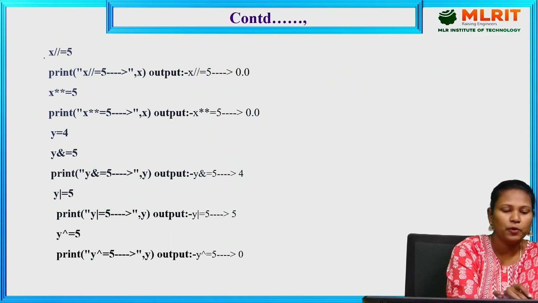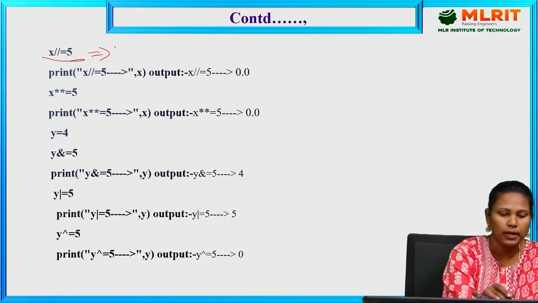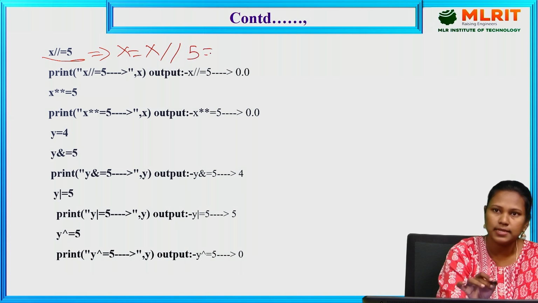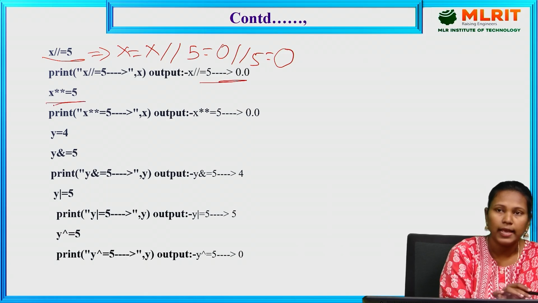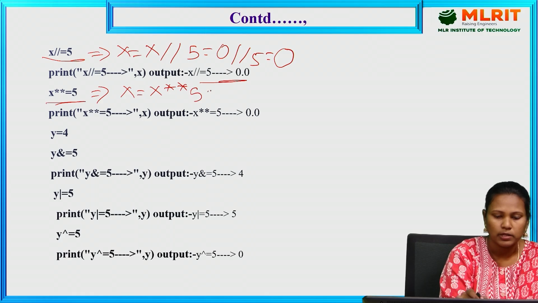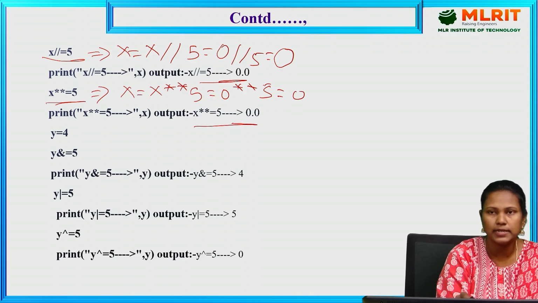The next one, we are performing the floor division. Here we are doing x equal to x floor division of 5. The x was updated in the previous output to 0, so it will also give the 0 value only. So the x is 0. Now x power of 5 means x equal to x power of 5. 0 power of 5 means 0 only. That's why it results in 0.